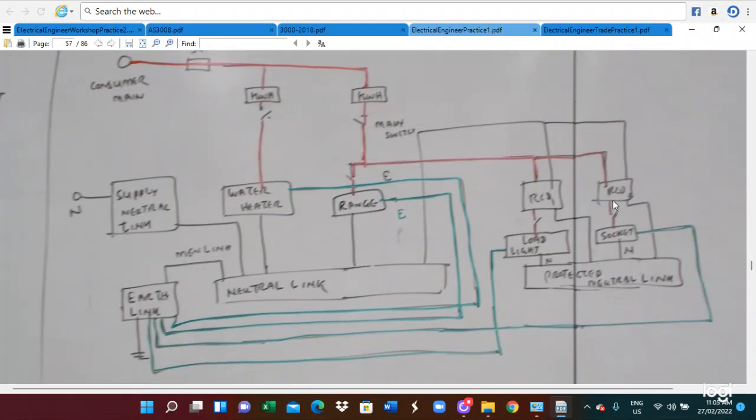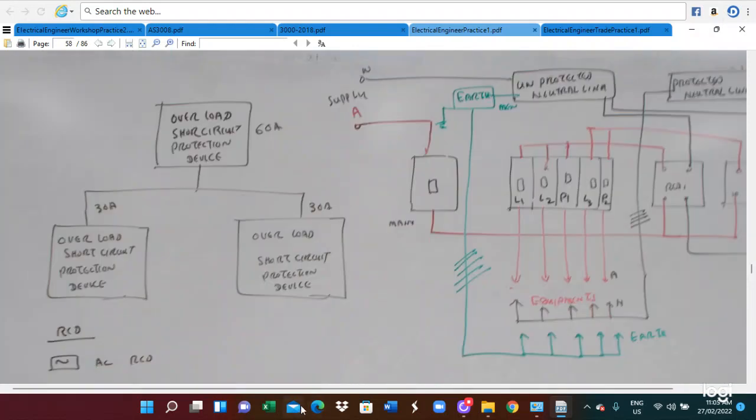So this is the configuration of the electrical circuit. This electrical circuit includes the water heater and electric range. The water heater and electric range are connected to the supply and go to the unprotected neutral. It also includes the lighting and power circuits. Lighting and power circuits are connected through the RCD, which needs to protect them. And those neutrals are connected to the protected neutral. That protected neutral and the main earth are also connected. So this is the way of the configuration of the RCD protection.